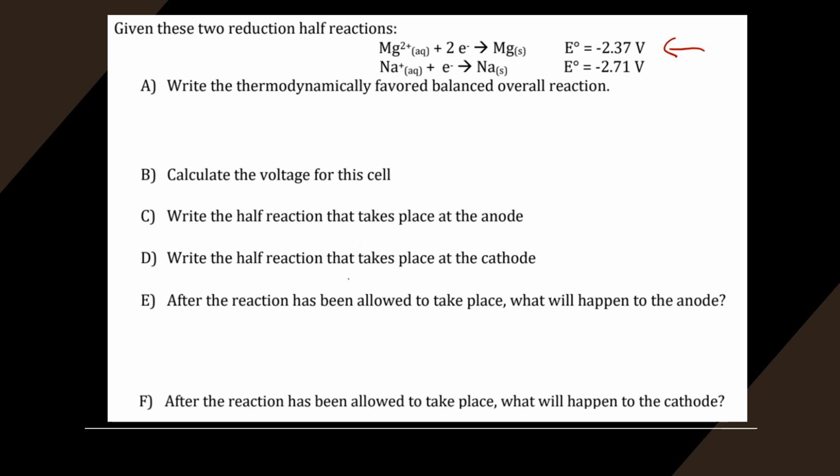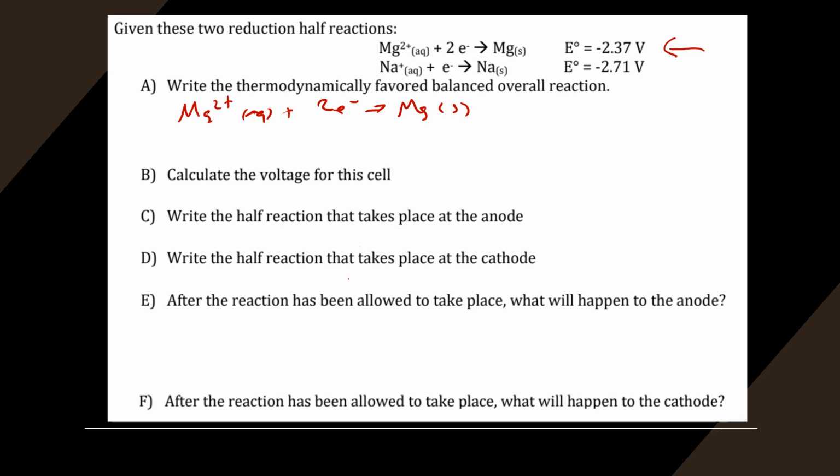So I look at this and I see my magnesium 2 plus aqueous plus 2 electrons produces Mg solid. What do I need to do with the sodium half reaction? I need to flip it and then multiply it by 2.